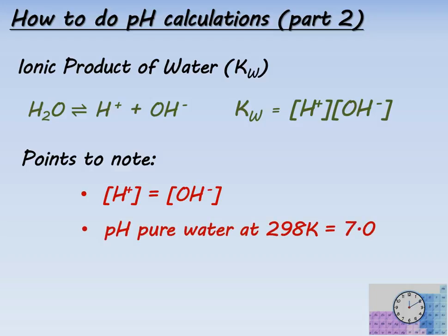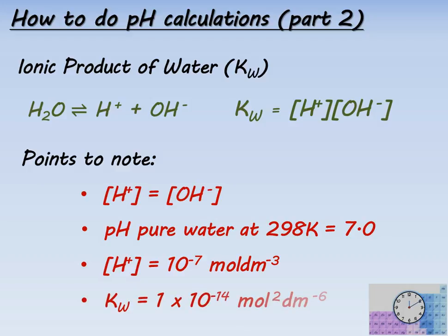The pH of pure water at 298 Kelvin is always 7.0. So that means the concentration of the hydrogen ions is 10 to the minus 7 moles per dm cubed. And of course the OH minus ions are the same concentration, and so therefore at 298 Kelvin the ionic product of water is 1 times 10 to the minus 14 moles squared dm to the minus 6.